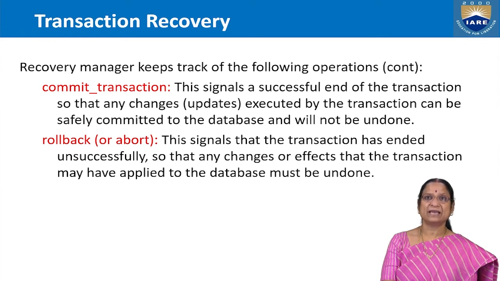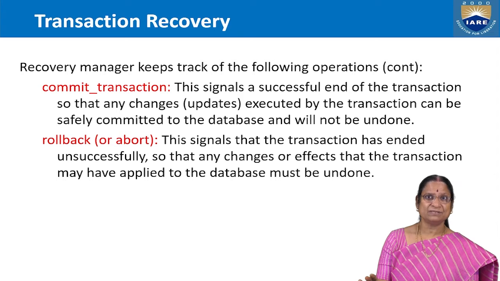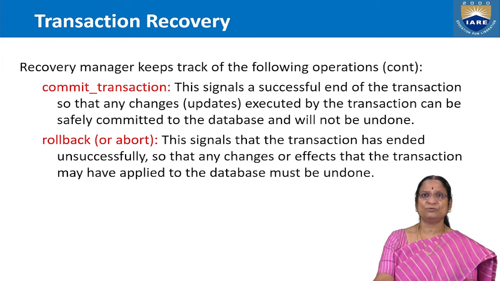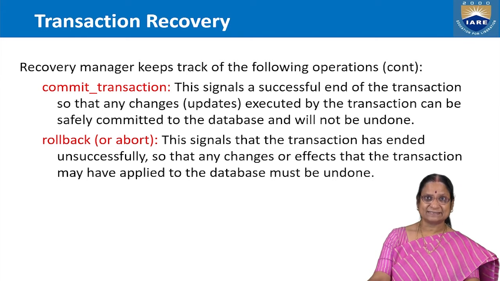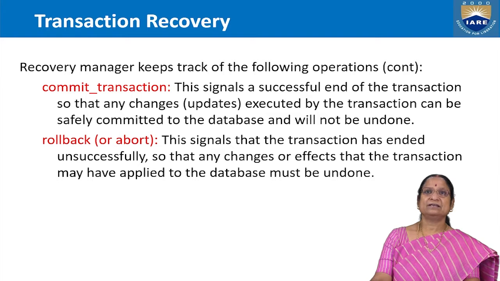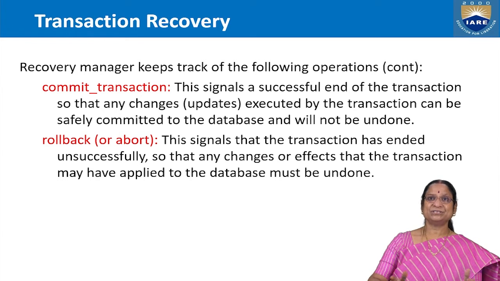Another word we will use is abort the transaction, or rollback. Abort signals that the transaction has ended unsuccessfully. Various reasons may be there: because of logic, because of transaction failure, because of system failure, whatever the failure may be. The transaction was not completed successfully. Then the system will get a signal that the transaction aborted. That is not successful, but partially it happened.